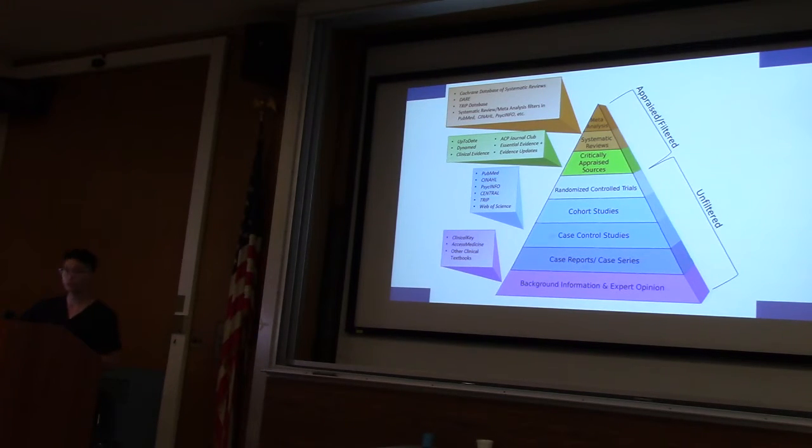And this is probably going to be your most often used part of the pyramid, right? On top of that, we've got systematic reviews and meta-analyses. Does anyone know the difference between a systematic review and a meta-analysis?